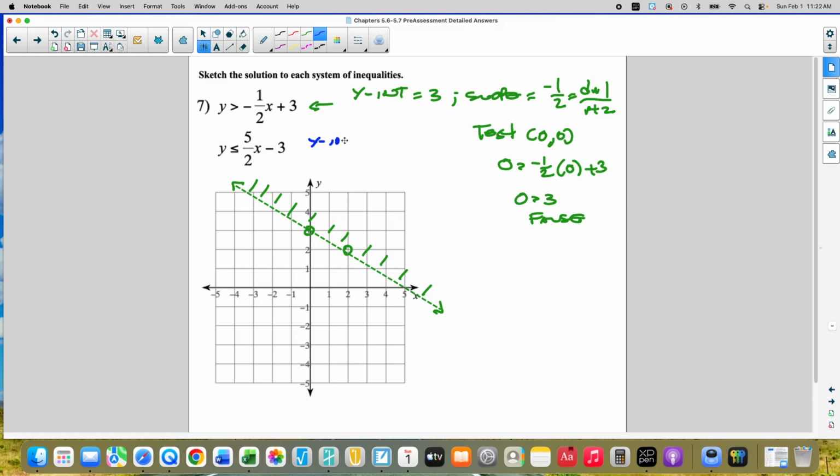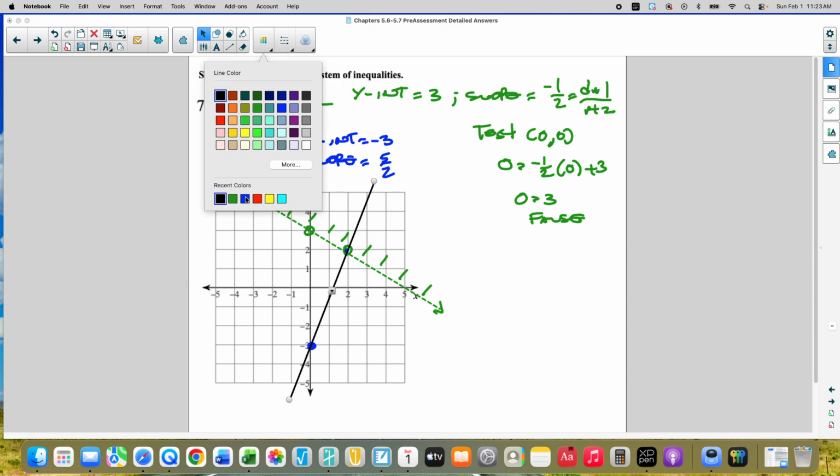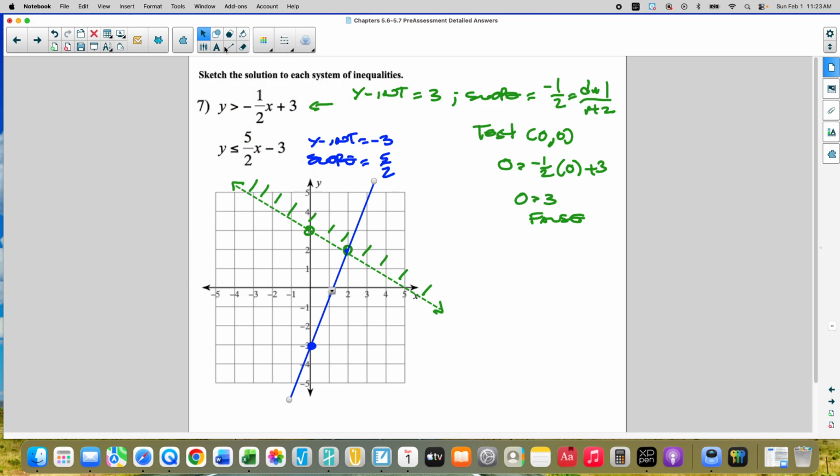So my y-intercept is -3. My slope is 5/2. That's a closed circle, so y-intercept -3, up 5, 1, 2, 3, 4, 5, right 2. All right, I'm going to be a little careful about doing that point, just so we can see that point of intersection. This is a solid line, and it's going to be blue. So that's good. So that represents that line.